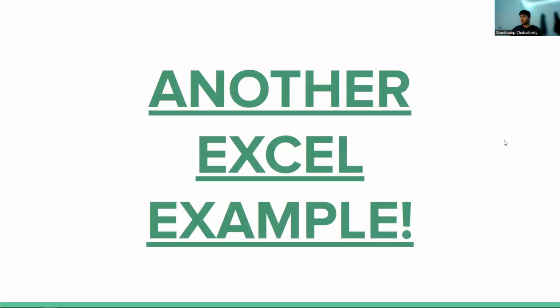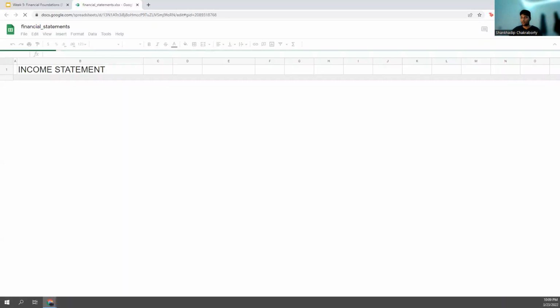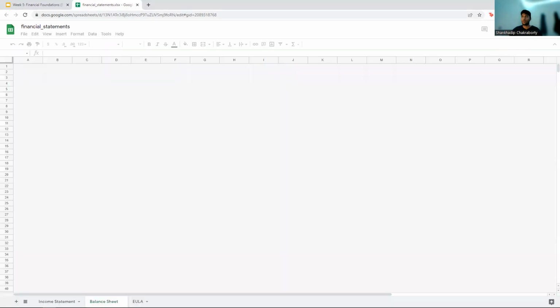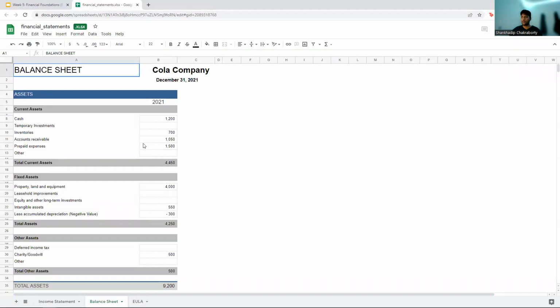Okay. Now we're going to look at an Excel example. So we're just going to take a look at a couple ratios over here. This is going to be a bit of review for all of you. So I just want to gauge how well all of you remember your income statement and your balance sheet and all that kind of stuff.